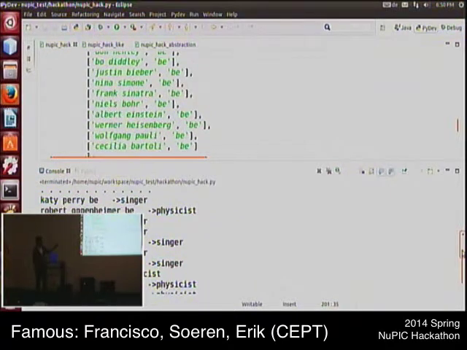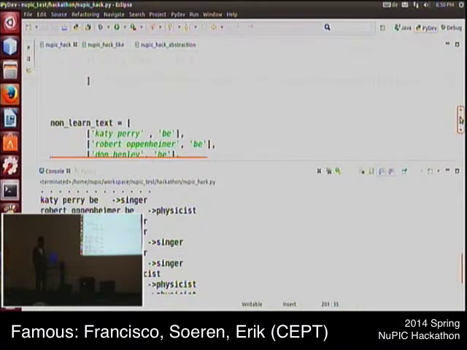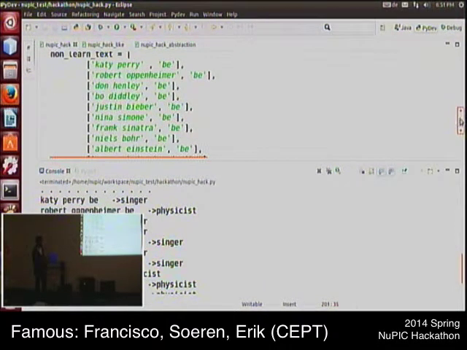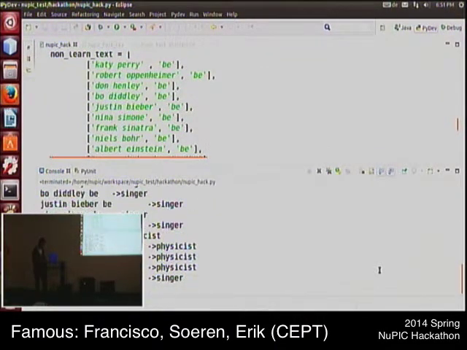These are all persons that the CLA has never seen before. You can see that up there. It's like Katy Perry, Robert Oppenheimer, Don Henley, and it's quite good. Are there any singer physicists? Maybe. It's actually quite good, because for example, Cecilia Bartoli, I didn't know her. Soeren, he's very much into classical music, but the CLA already knows that she's a singer.